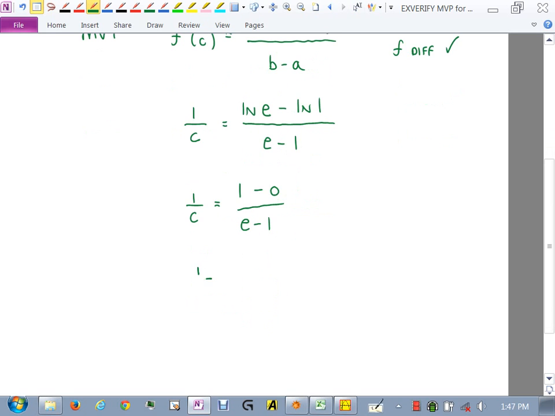So I get 1 over c equals 1 over e minus 1, which means c is e minus 1. You can just cross multiply if you want. C is e minus 1. I've shown the existence of where it happens. That's the answer.